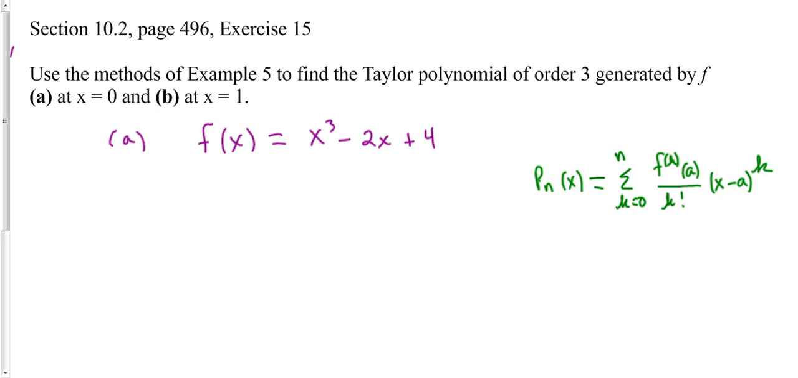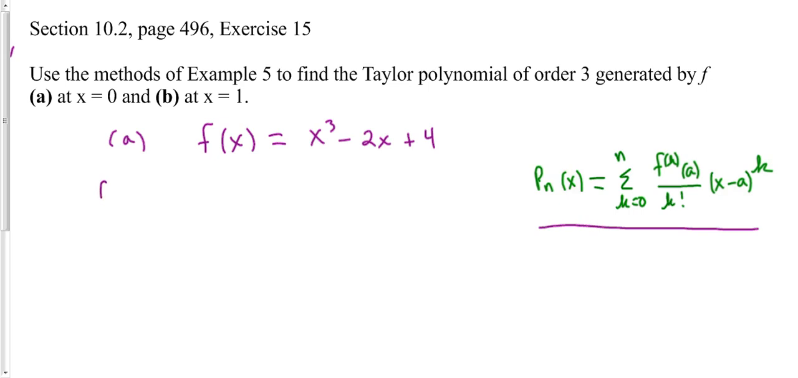Now for part B, we want to generate the Taylor polynomial, but it's someplace other than 0. We want to generate it at 1. So I've written over here in green the formula that we use. Basically, we're going to have the summation from k equals 0 to n, in our case n is going to be equal to 3, of the kth derivative of f evaluated at a divided by k factorial times x minus a to the k. So basically, we're going to have to find the first 3 derivatives of this function and evaluate them at x equals 1, and then we can substitute them into the formula.